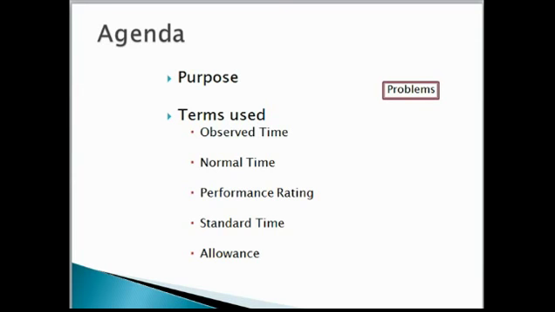Next, there are a few terms that will be used to do calculation in time study. These are observed time, normal time, performance rating, standard time, allowance. Observed time is how we are doing this time study. What we do is we observe the workers while they are conducting the task. We try to take a reading of the time that they are taking to complete the task.